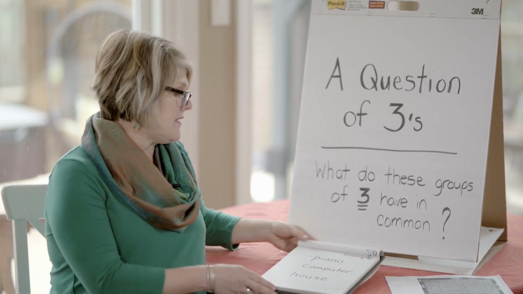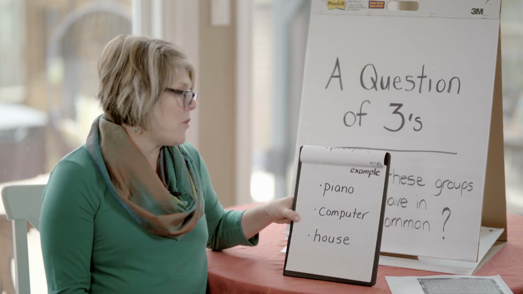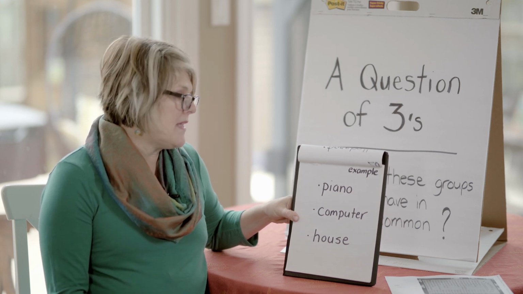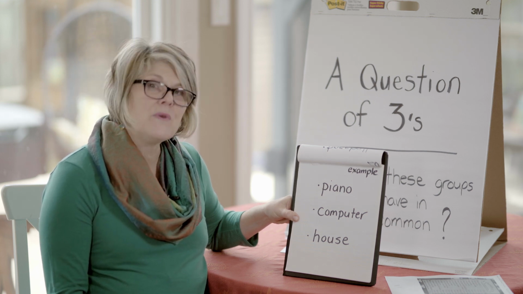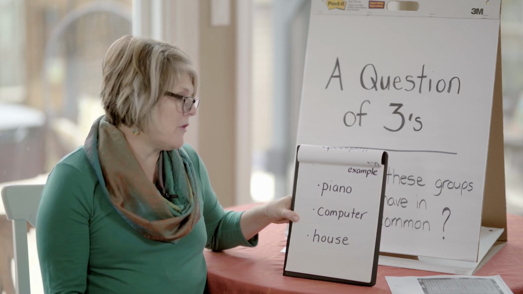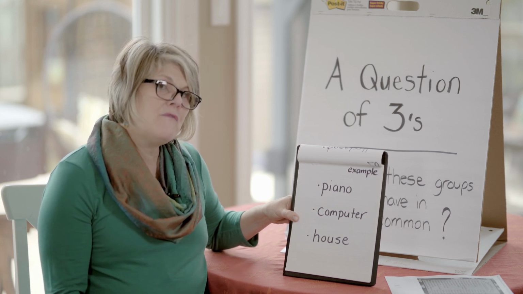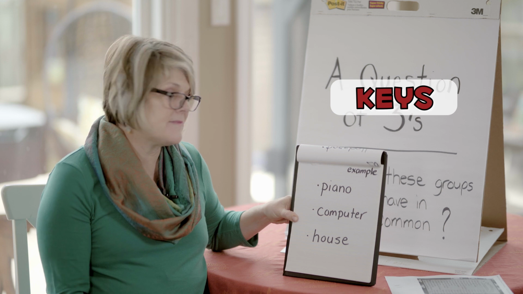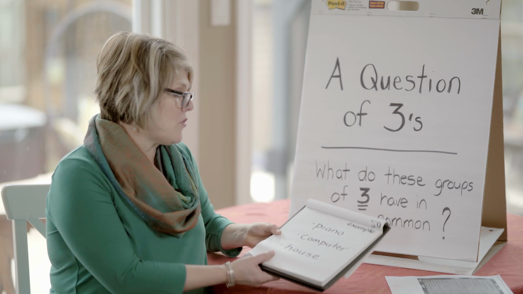So, question of threes. Here's our first example, just to get you understanding how this game works. We have piano, computer, and house. I'll read them again: piano, computer, and house. What is common about these 3 items? You've got to think about each item, what comes to mind when you think about a piano or a computer, and then think about the other 2 items. Do they have that in common? Hopefully you're on the same wavelength as I am. So the commonality here is keys. All of these 3 items have keys. Okay, so that's how it's going to work. Let's give it a try.